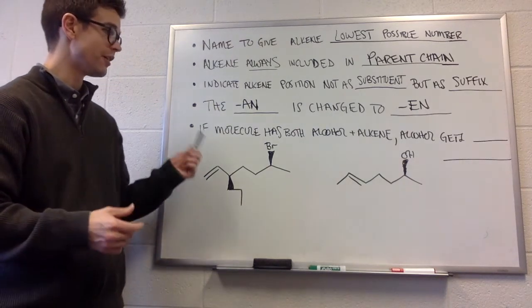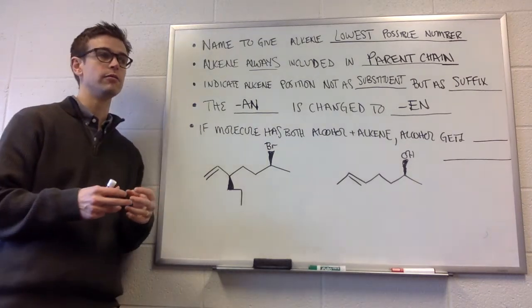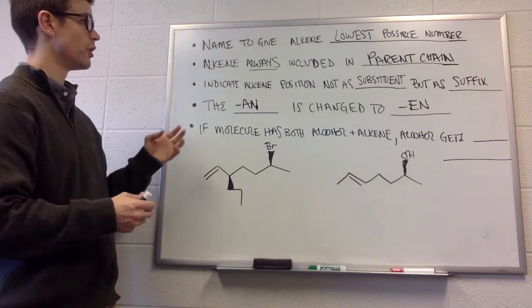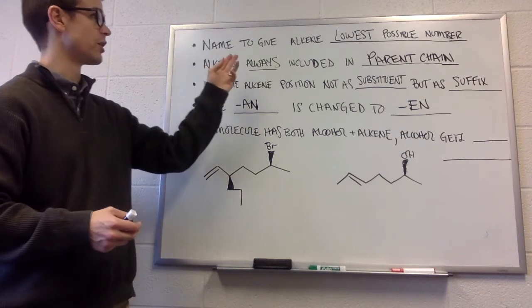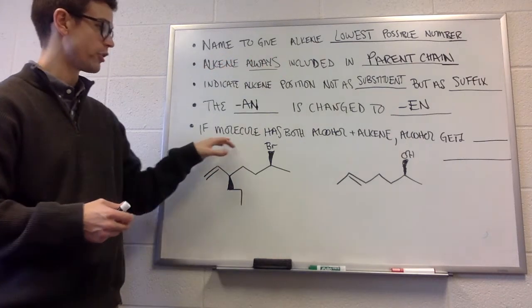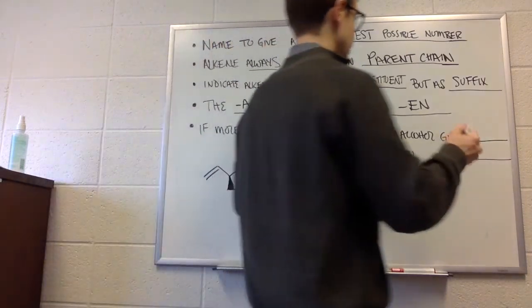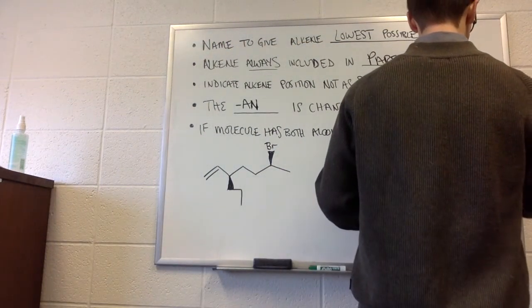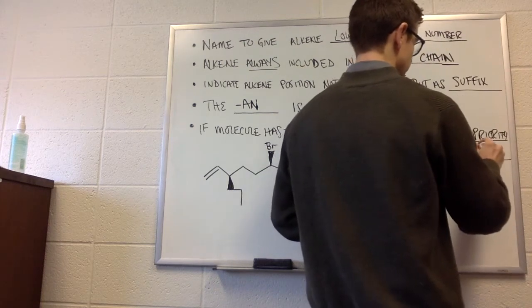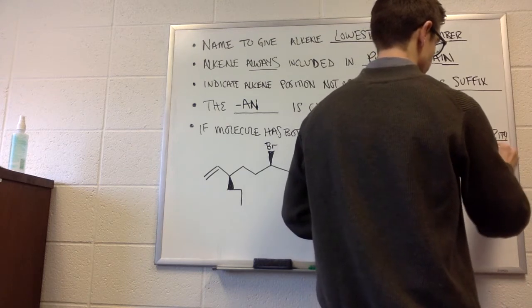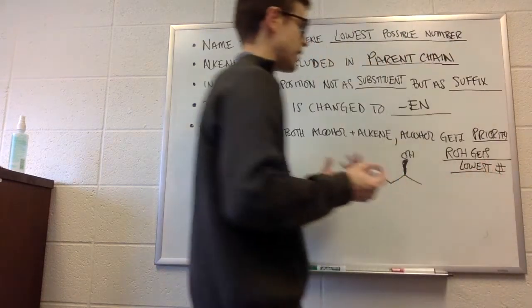And the last important thing to clarify is there's kind of a hierarchy of these first couple of rules. The alkene always is included in the parent chain, and we name to give the alkene the lowest possible number. But if a molecule has both an alcohol and an alkene, the alcohol gets priority. So what does that mean? That means the alcohol gets the lowest number. And we'll see an example of that down here.